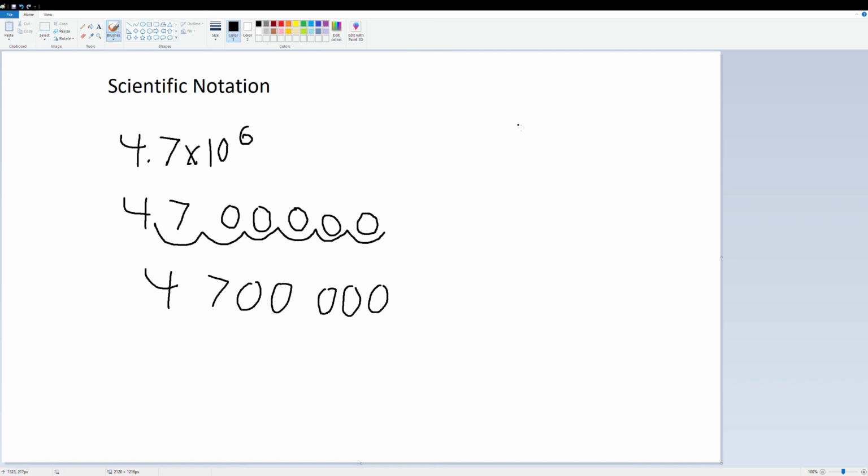Let's take another number. Let's take a smaller number though. We'll go 3.1 times 10 to the power of 2. All we're going to do is write 3.1, and move this over twice. Once, twice, fill in the 0, and you get 310.